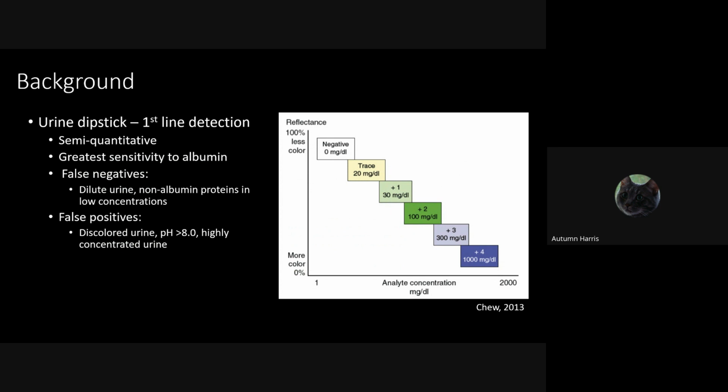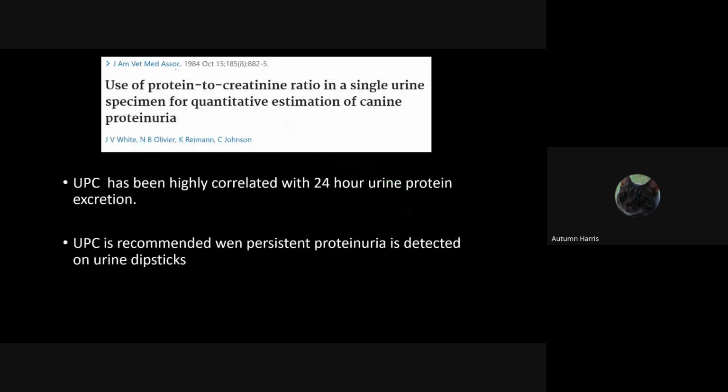really alkaline urine or highly concentrated urine. And then this is just some more background, where this was the first paper that showed that UPC is highly correlated with 24-hour urine protein excretion. UPC is recommended when persistent proteinuria is detected on urine dipsticks, and it's kind of our gold standard test.